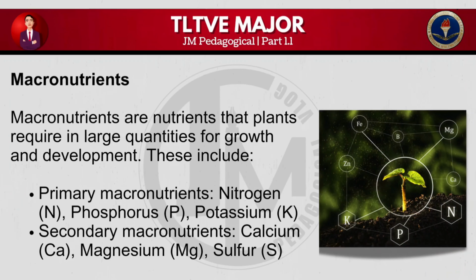Macronutrients are nutrients that plants require in large quantities for growth and development. These include primary macronutrients: nitrogen, phosphorus, potassium; secondary macronutrients: calcium, magnesium, sulfur.